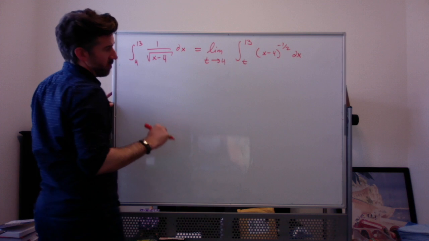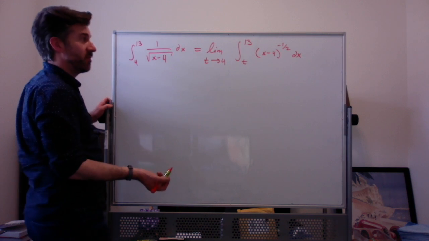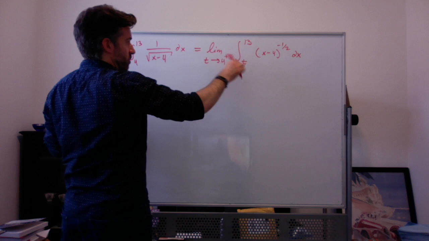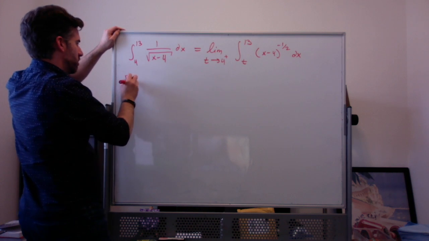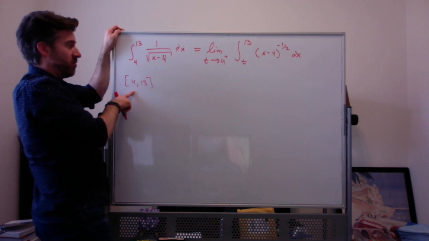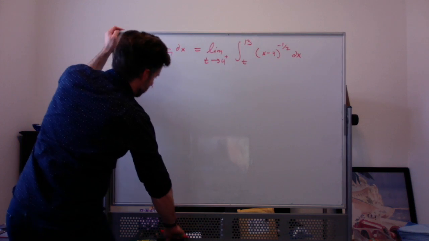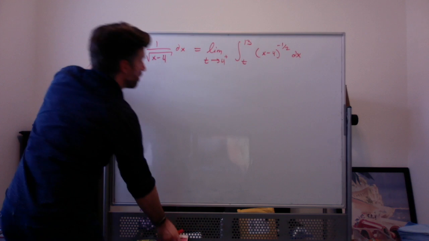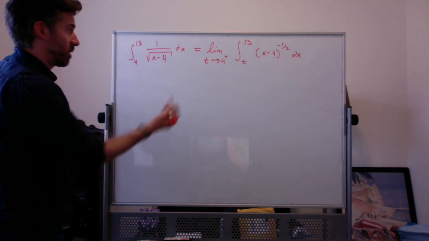And I should be a little extra clear. t is approaching 4 from which side? Well, it's got to be from the right side, because if we're between 4 and 13, we are bigger than 4, or equal to 4, which means we have to approach 4 from the side of being bigger than it. Okay, so then we're going to integrate.